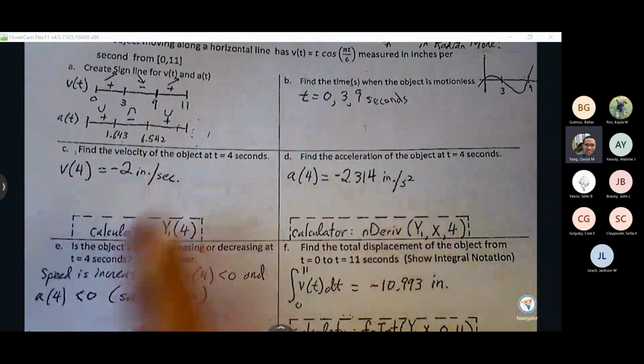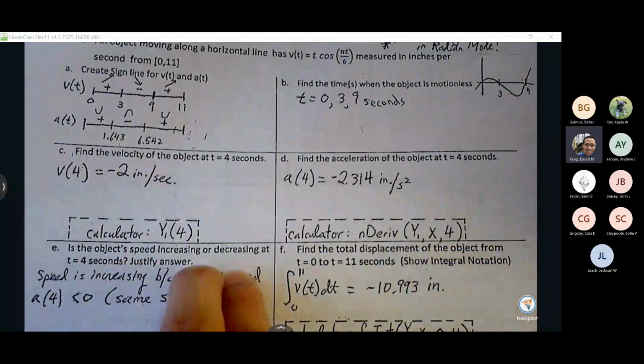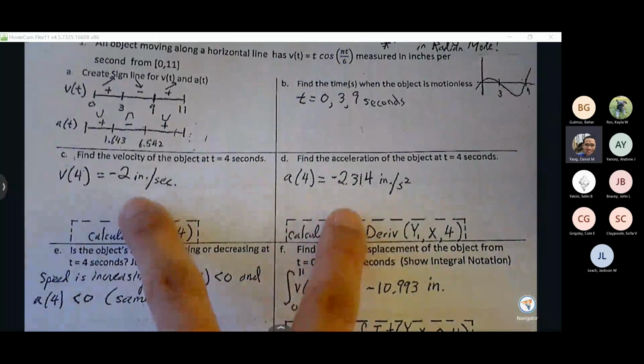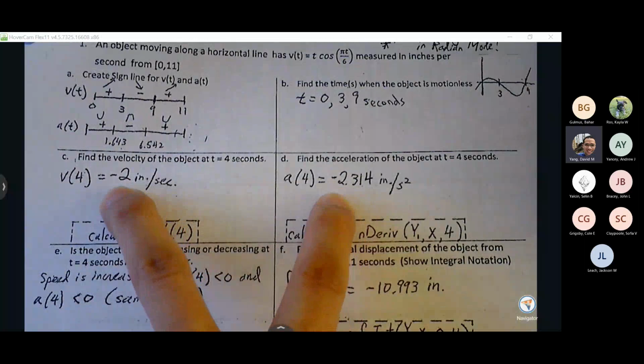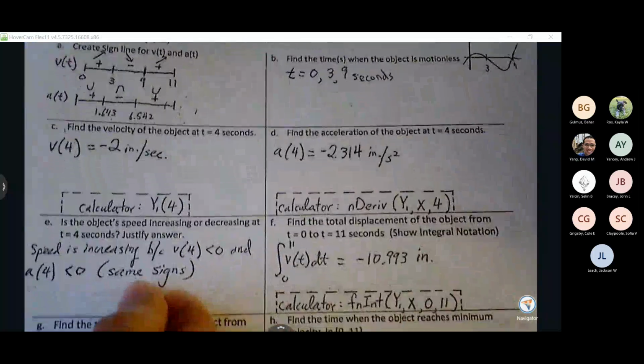For part E, is the object's speed increasing or decreasing? We see that velocity and acceleration have the same signs. They're both negative. So if they have the same signs, we know the speed is increasing.